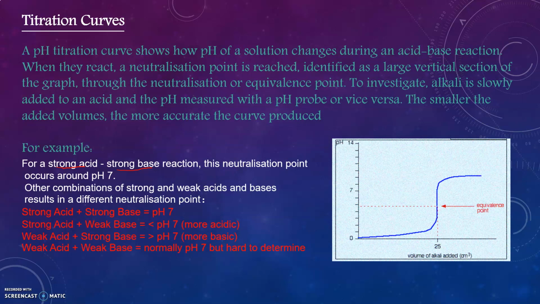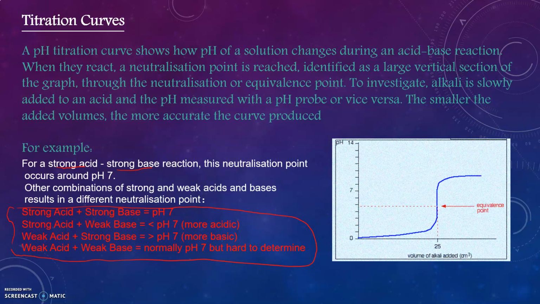Okay? So here is also an important note. You have to keep these in mind. These are very important. When you have a strong acid reacting with a strong base, the neutralization point is at 7, because it's strong and strong, so they neutralize when the pH reaches 7. If you have a strong acid with a weak base, the acid is stronger, so the neutralization happens, but at less than 7 because it's more acidic.